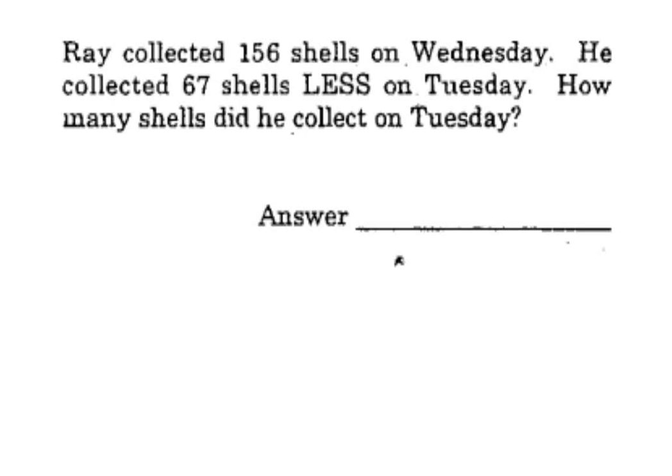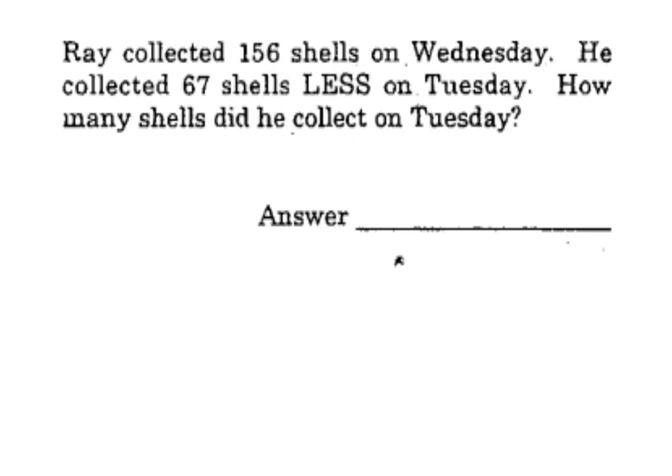And this worded problem in particular, it's just basic arithmetic, right? So they say Ray collected 156 shells on Wednesday, and then he collected 67 shells less on Tuesday. They want us to figure out how many he collected on Tuesday.